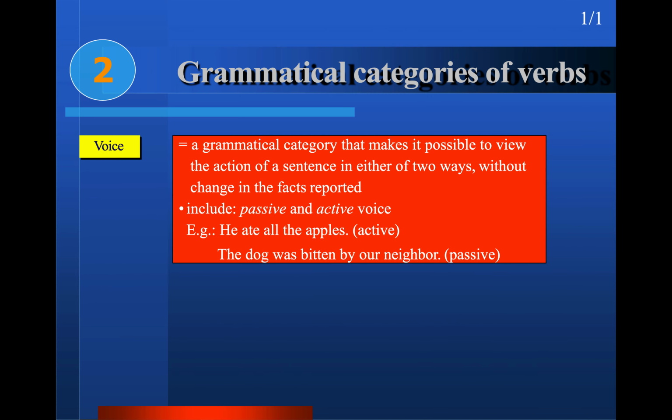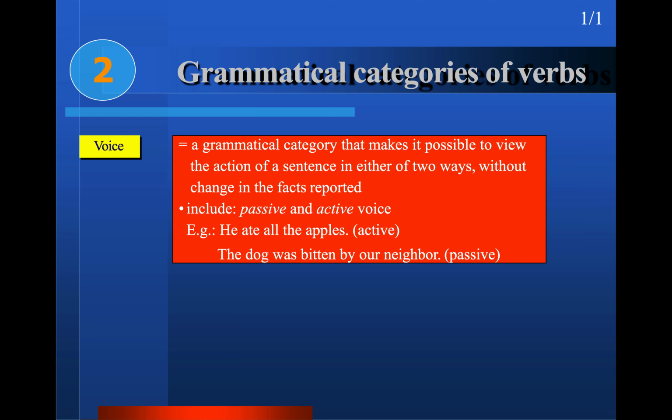So voice is also another grammatical category that every verb should have. Voice is a grammatical category that makes it possible to view the action of a sentence in either way without a change in the facts reported. In English, we have active voice and passive voice. Usually, intransitive verbs cannot be passivized. They are usually active, while transitive verbs can be passivized.